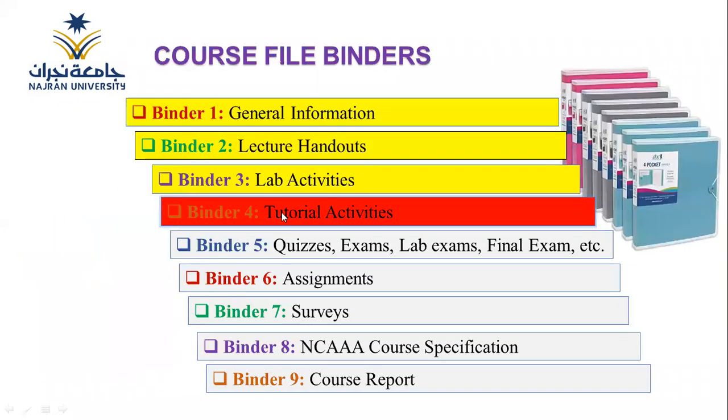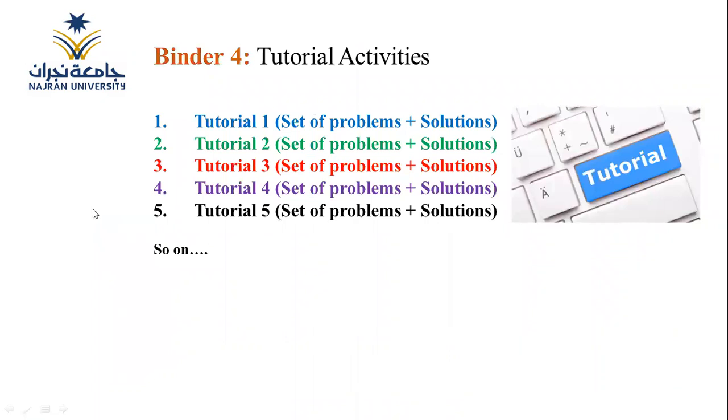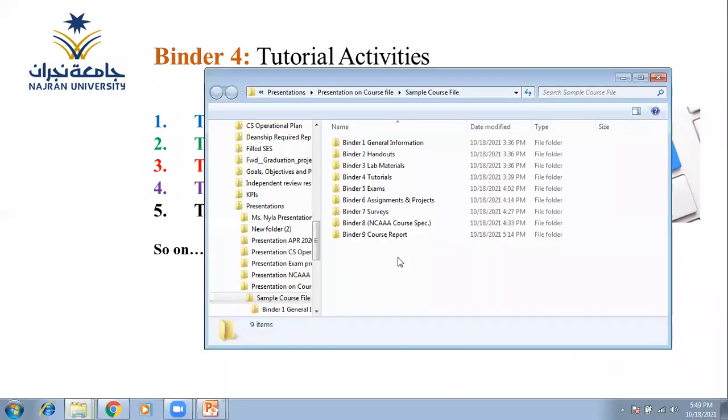After this, we will move to binder number 4, that is tutorial activities. Most of the courses have tutorials, so we have to put the tutorials in this form. For tutorial number 1, we have to provide the set of problems and we have to provide the solutions, and so on. It is recommended that we should have one tutorial in one week. So let's have a look at the actual course file that contains some tutorials. So this is binder number 4.